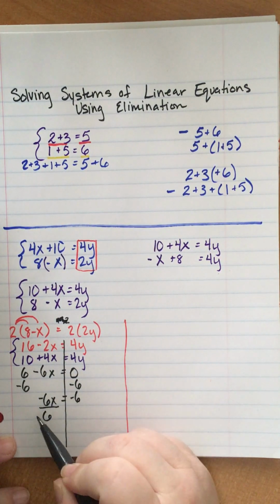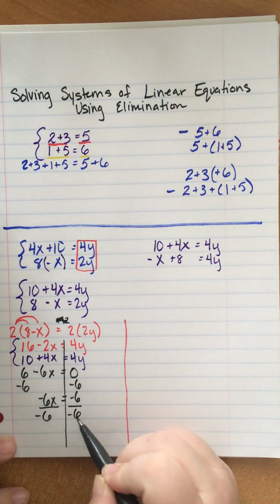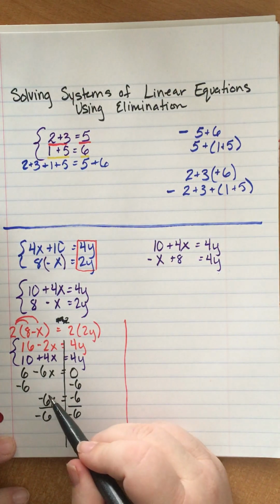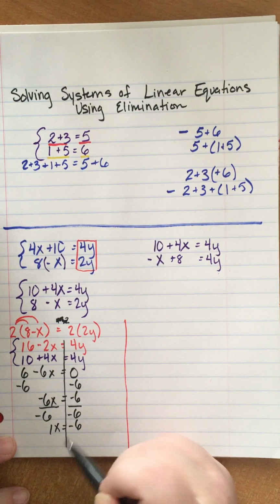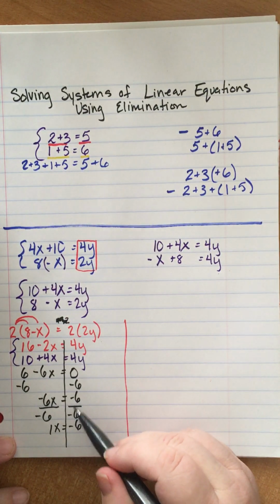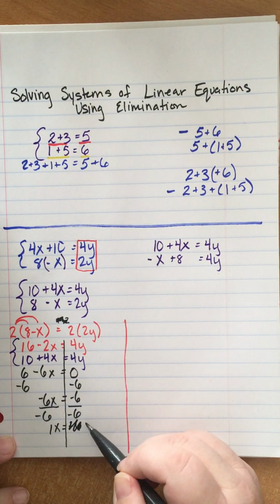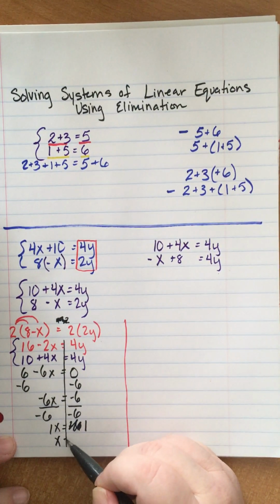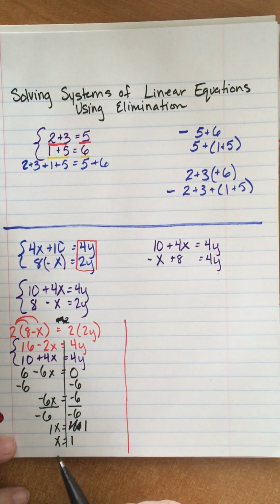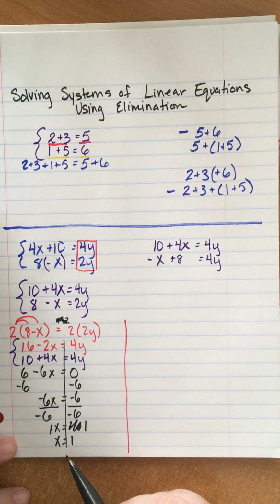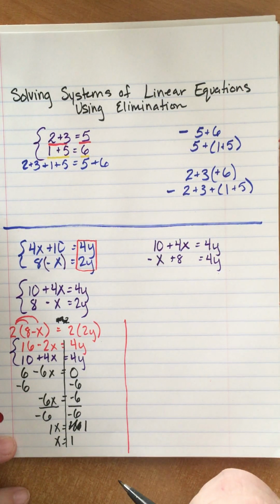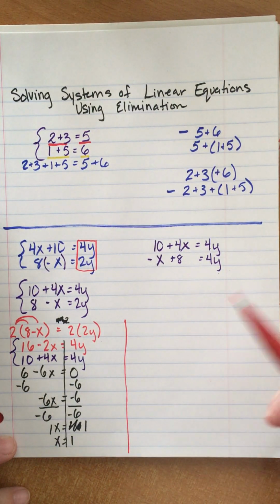Need to isolate that variable by dividing by the coefficient. That'll cancel out, giving me 1x equals negative 6. Oop, made a mistake, didn't I? Negative 6 divided by negative 6 is just 1. So x equals 1. So I have solved for part of my system of equations. I found what x equals by eliminating y. Now let's go ahead and do the other part.